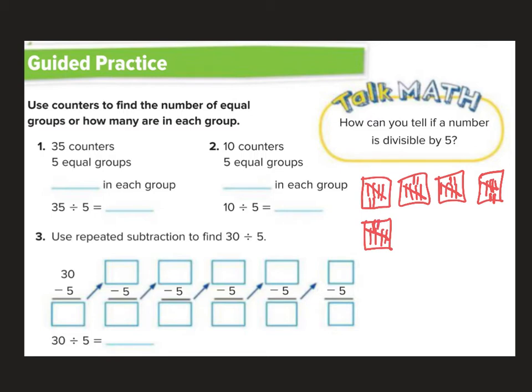I did not make big enough groups. Sorry, guys. So how many are in each group? We've got 7 in each group. So 35 divided by 5 is 7. Next one shouldn't be too bad.